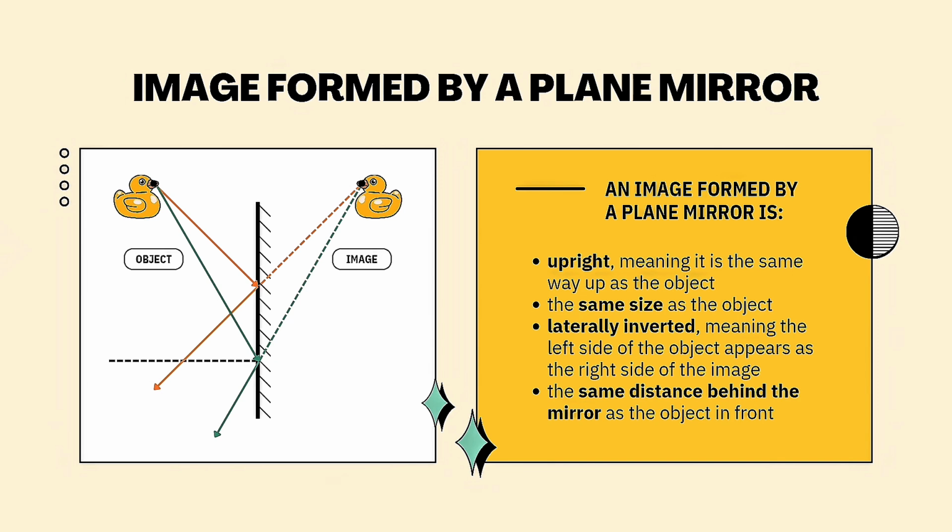Another important characteristic is that the image forms at the same distance behind the mirror as the object is in front of the mirror. If you stand 1 meter away from a mirror, your image appears 1 meter behind the mirror. And that is the complete explanation of reflection and images formed by plane mirrors.